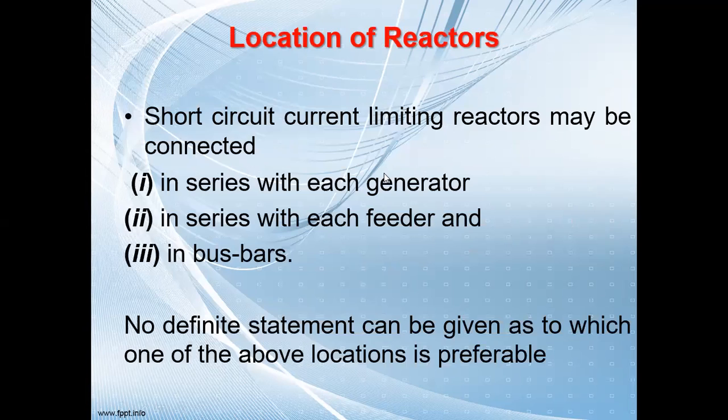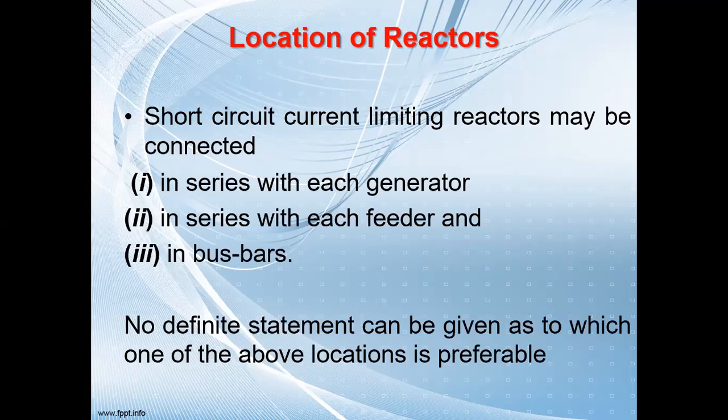Now the location of the reactors. Normally, short circuit current limiting reactors may be connected in series with each generator, in series with each feeder, and in bus bars. These are the major equipments, and there we connect the reactors. Normally in the substation we can see these reactors. No definite statement can be given as to which one of the locations is preferable. Normally we prefer these three locations.